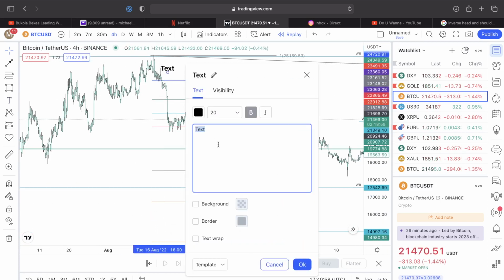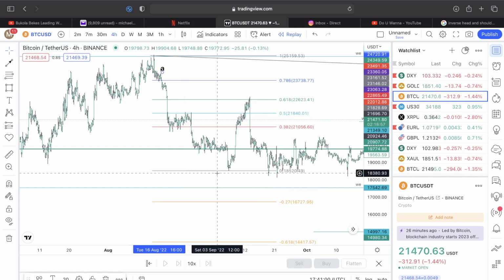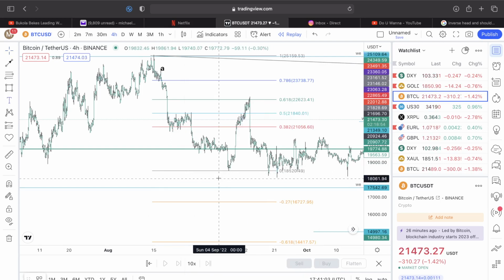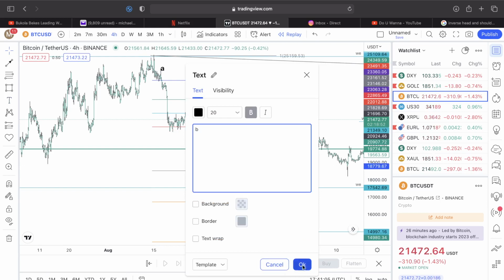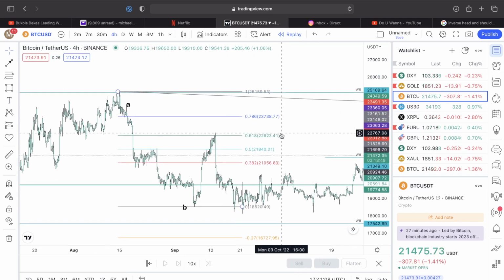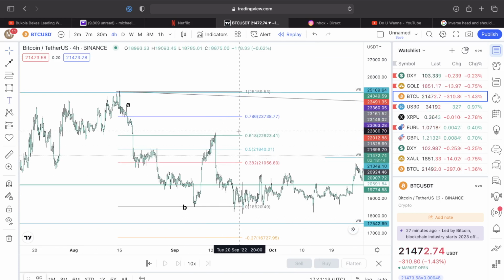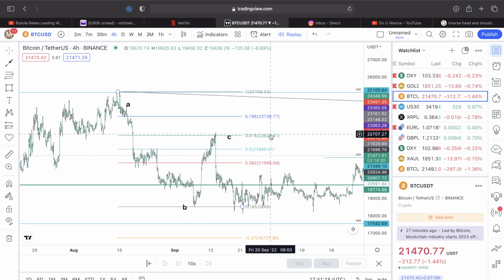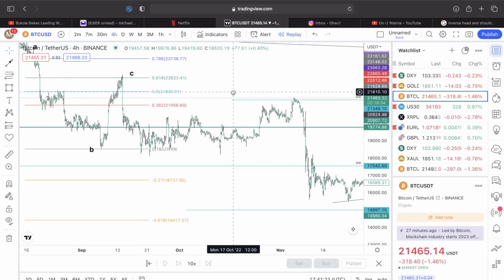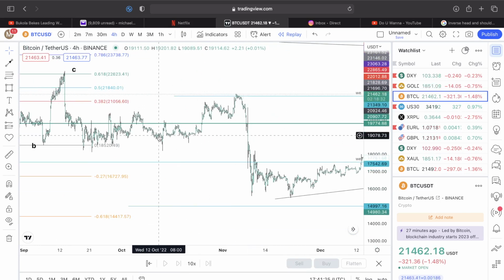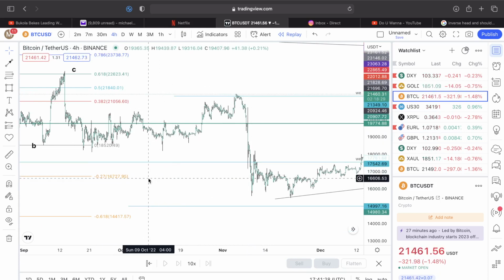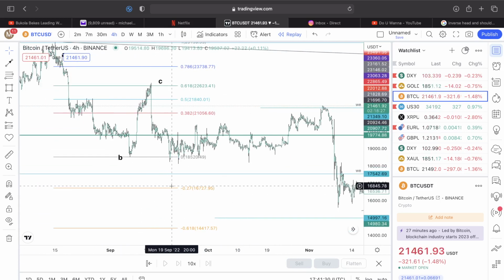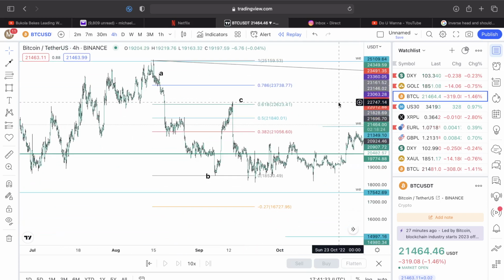Is it A? And this is B, the lowest point, and then C again at the 61.8 level. And from here it's going to go down all the way and retest at the 50%, and I went all the way down here to the minus 27 level. So that's how the Fibonacci works.